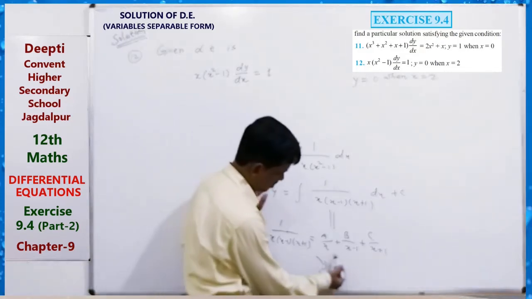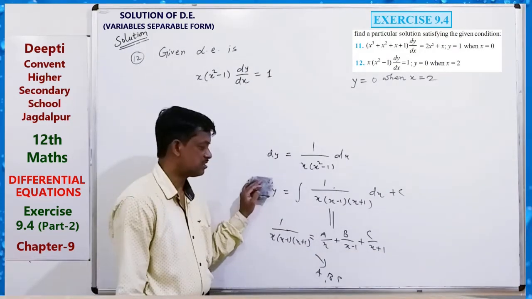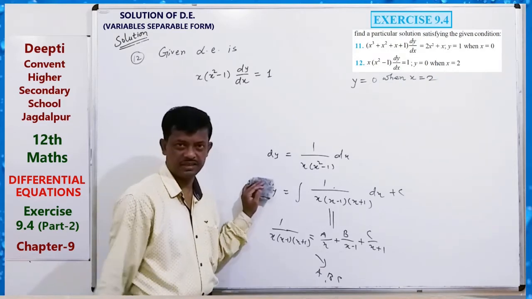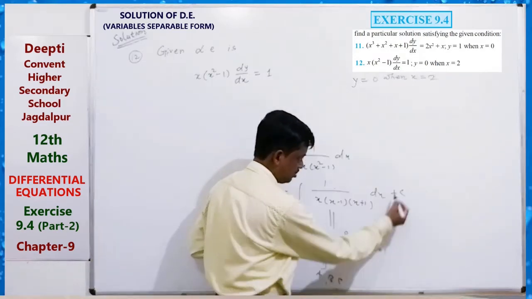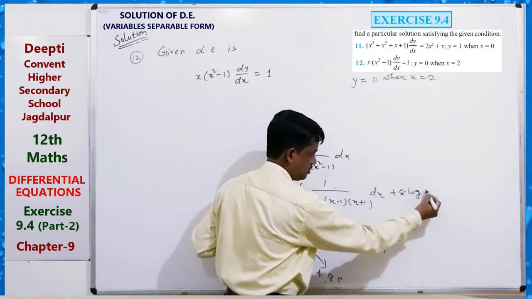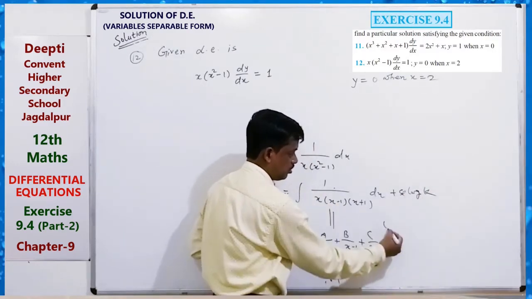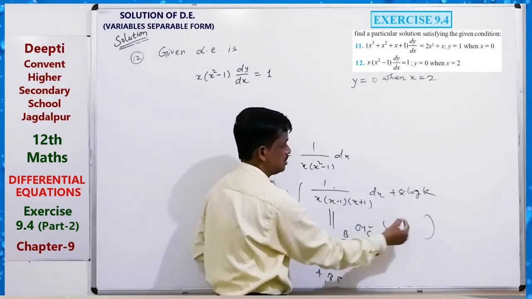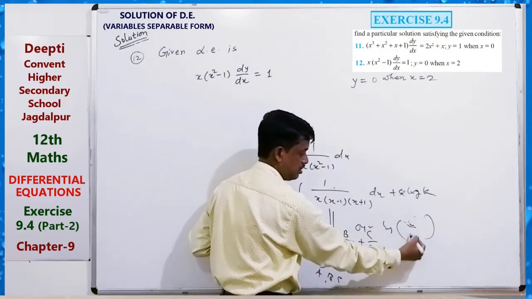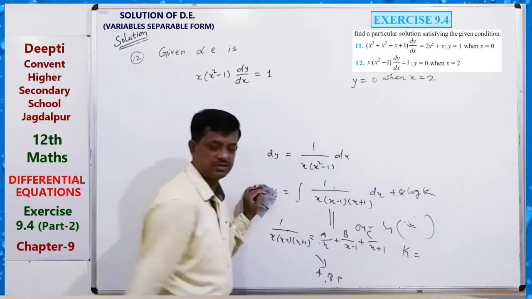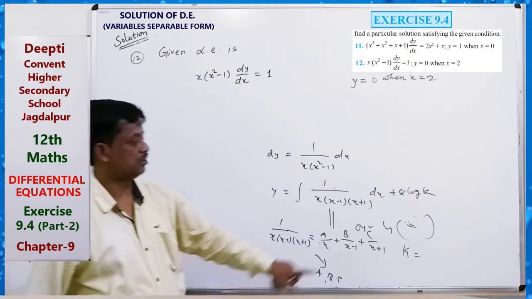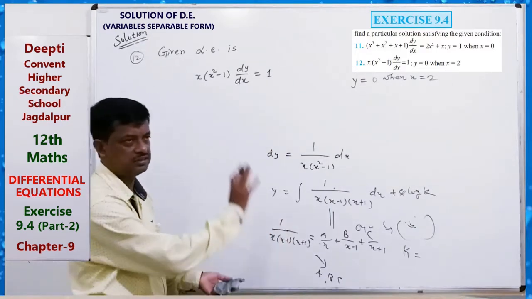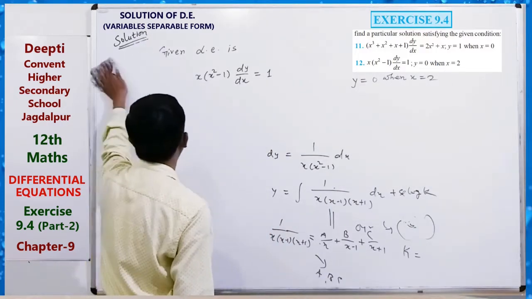Then you can get log(x minus 1) minus log(x plus 1) with some constant. Then you can adjust it, since all are logs, by taking the constant as log k. Then log of something equals y, and put the condition y equal to 0, x equal to 2. From here you can get the value of the constant and finally put the value of the constant in the equation. Okay, same method, just the same. So do it from your side.